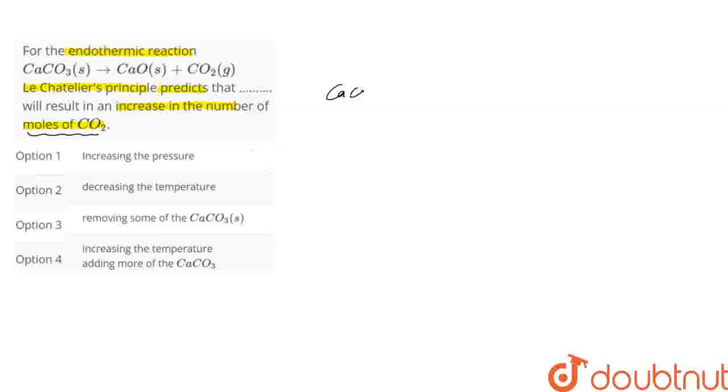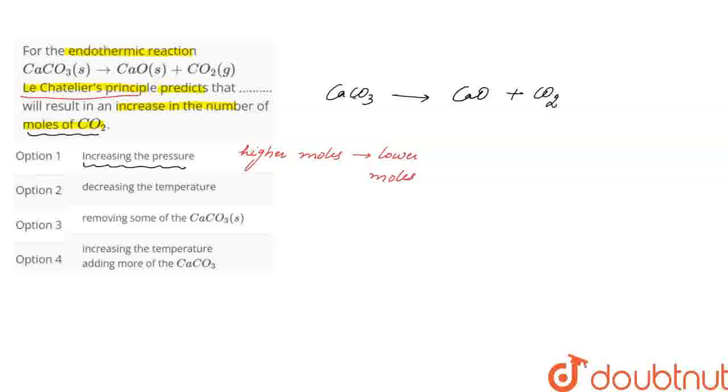The reaction is calcium carbonate. It dissociates to calcium oxide and CO2. In the first option, given is by increasing the pressure we can increase the number of moles of CO2. According to Le Chatelier's principle, if we increase the pressure, the reaction goes from higher moles to lower moles. In the given reaction, calcium carbonate is in solid state, calcium oxide is in solid state, and CO2 is in gaseous state. That means gaseous moles are more on the product side.